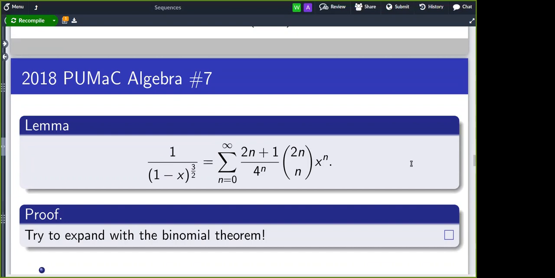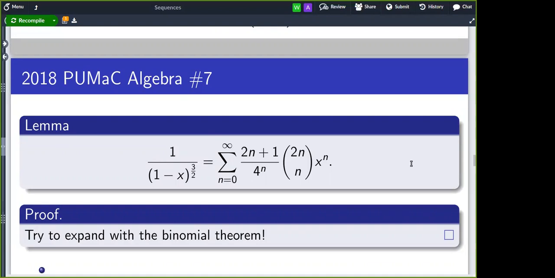And so it's not that important. The main part is using the generating functions to find this 1 over 1 minus x to the 3 halves. The rest is just answer extraction.